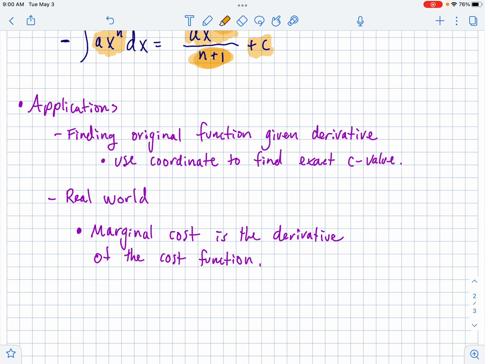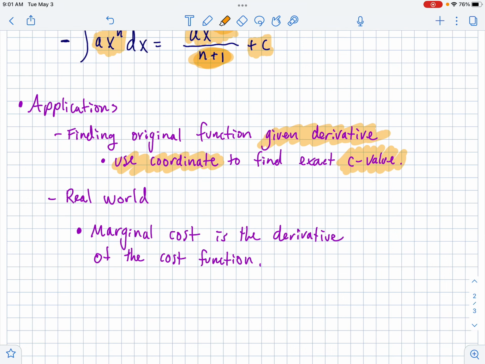We did a little bit of applications at the end. Most of them seem to have to do with the graph and finding the original function. So a lot of times they gave you a derivative, and asked you to find the original function. You take your antiderivative, but then usually you had to plug in a coordinate to find your exact c value, so you're not leaving a plus c on the end.